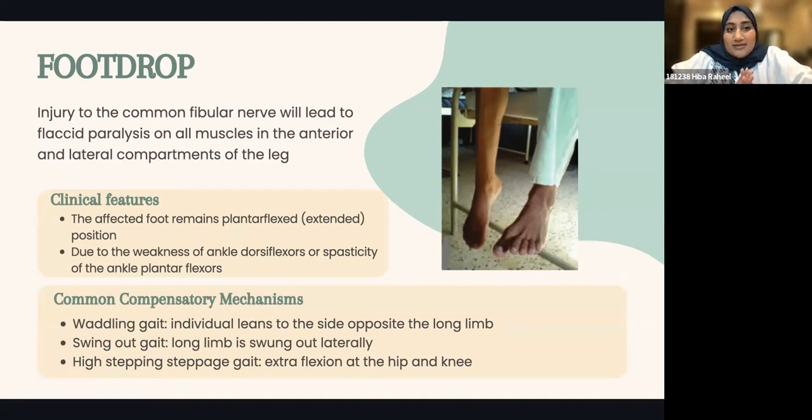So foot drop comes from common fibular nerve damage. Okay, so it's the common one that's damaged, not the superficial one. And this leads to the flaccid paralysis of all the muscles in the anterior and lateral compartment of the leg. All the muscles in the anterior and lateral compartment are supplied by your common fibular nerve, and if that gets damaged, it results in this image, which is foot drop.